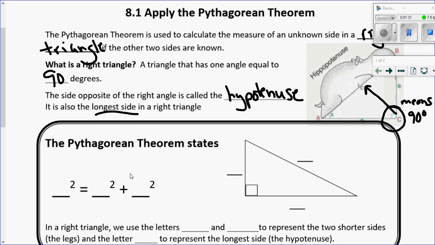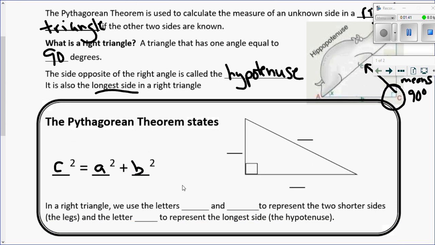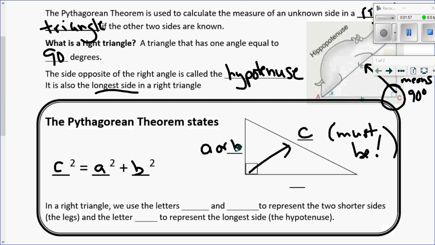So the Pythagorean theorem: a squared plus b squared equals c squared. C is always the longest side. So once again, it's across from the 90. A or B, A or B.